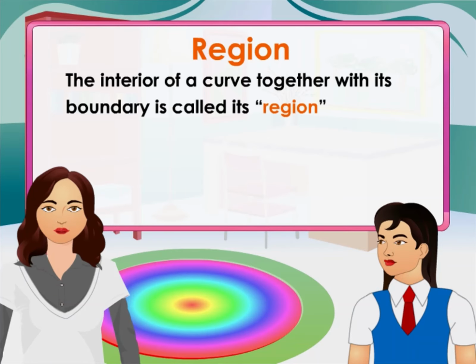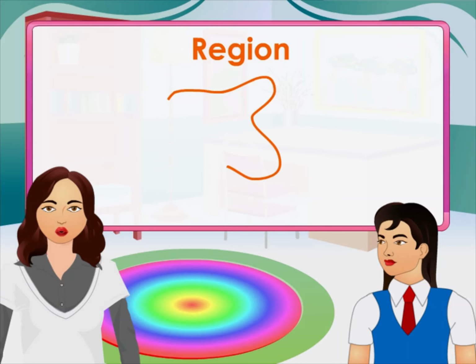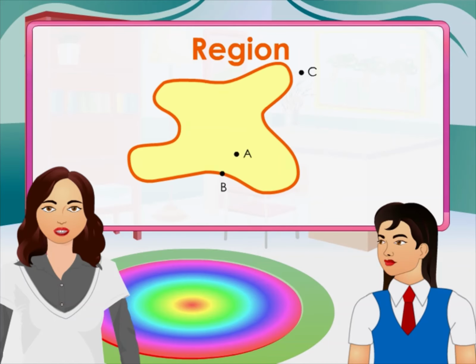Region. The interior of a curve together with its boundary is called its region. In this example, the area within the boundary, which is colored yellow together, is called as region.